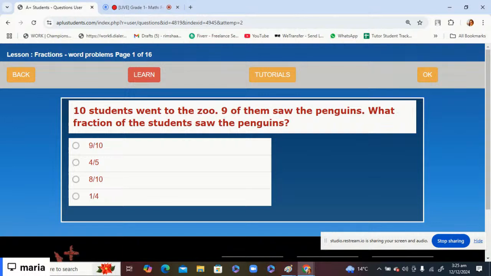9 of them saw the penguins. Okay. How many total number of students? 10. And how many saw the penguins? 9. So what fraction of the students saw the penguins? So 9 by 10. Okay. 9 is basically saw the penguins and total is 10. So we are putting total in the denominator and 9 putting in the top. So 9 by 10.